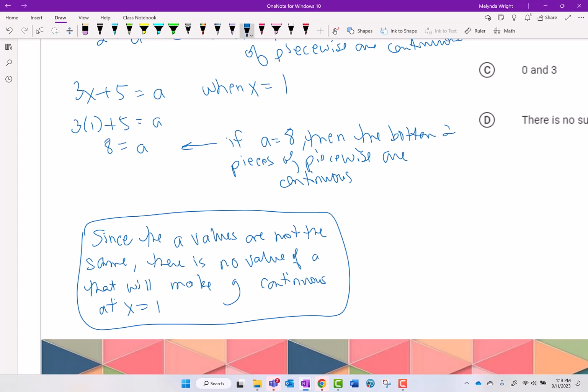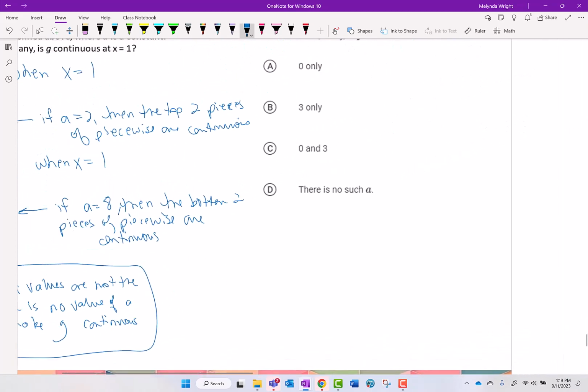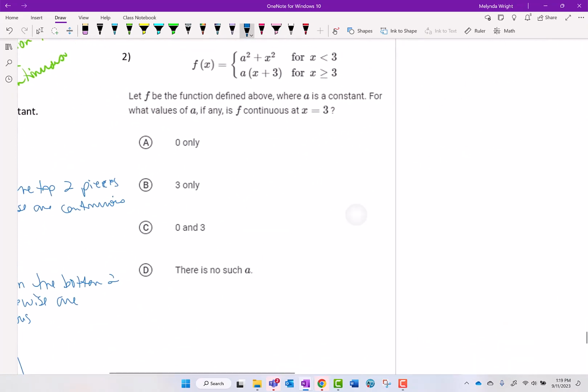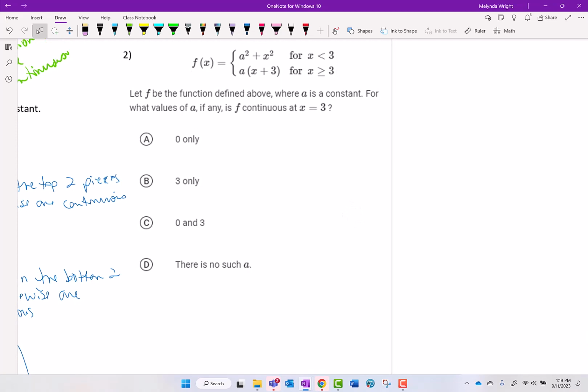All right, how are we doing with that? Everybody okay? All right, great. Any questions? Okay, let's look at the next example. This example has to do with continuity also. And this is similar to the problems in AP Classroom. I actually took this from AP Classroom. It's not one of the ones I assigned you, but this is similar.